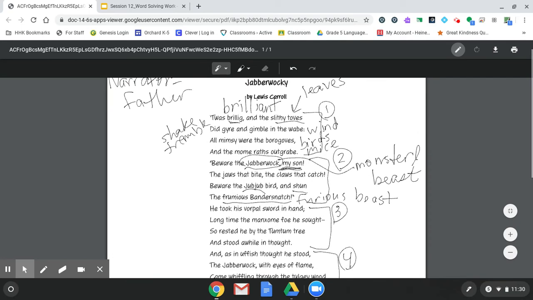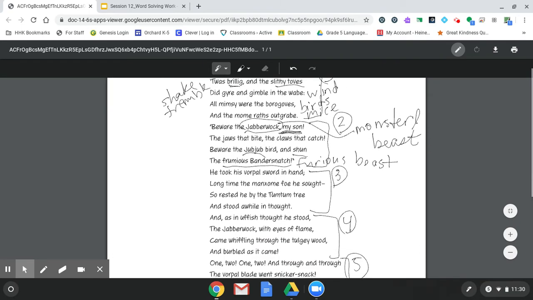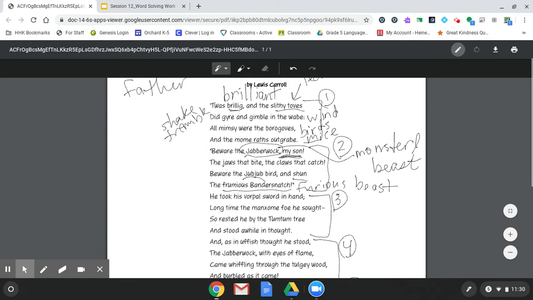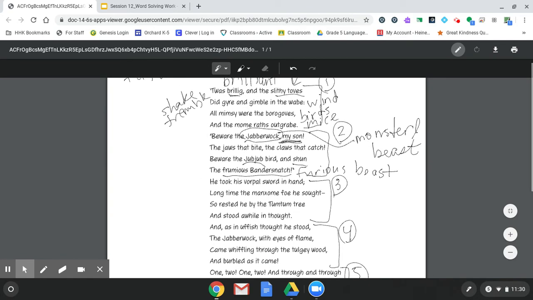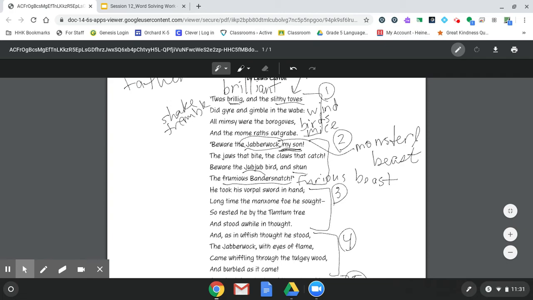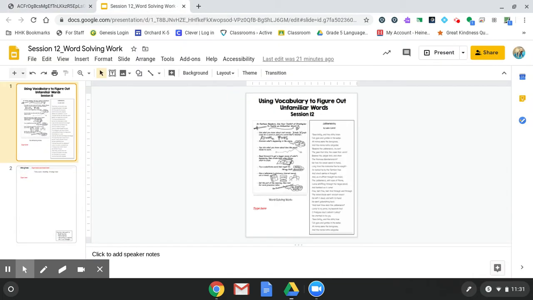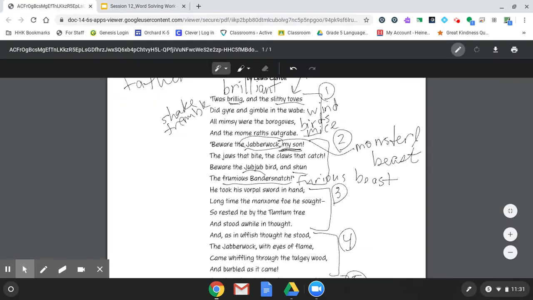I'm taking this apart stanza by stanza and I'm reading it again. And this time I'm trying to use my strategies that I learned from our session 12 word solving work. I'm trying to think what word would make sense here. I'm envisioning what part of the story I'm in. And I'm also thinking about using the parts of the word that I know.